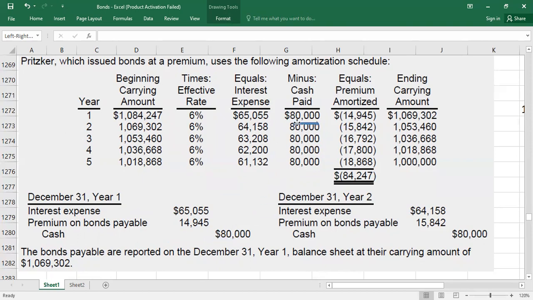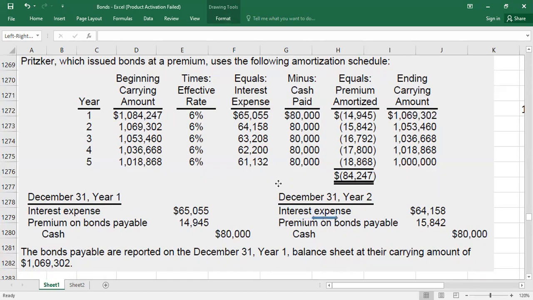It means what we learned here, we will use these three columns to record entries: interest expense, cash paid, and amortization of premium. And this will be the entry in each year. In year two you will pass the same entry.